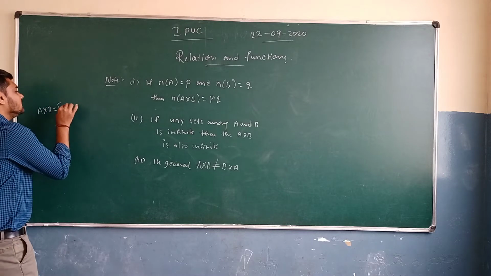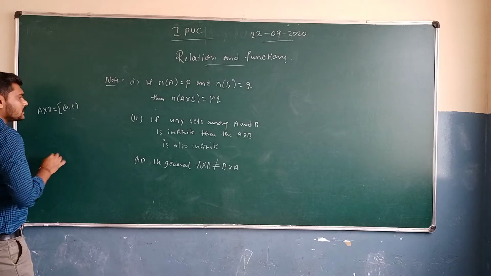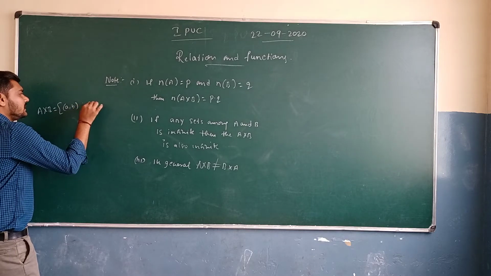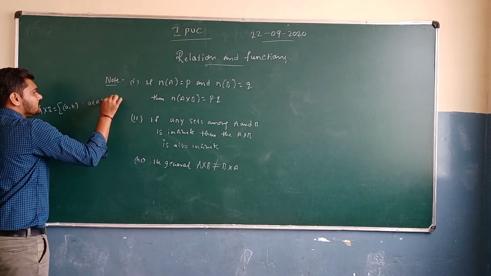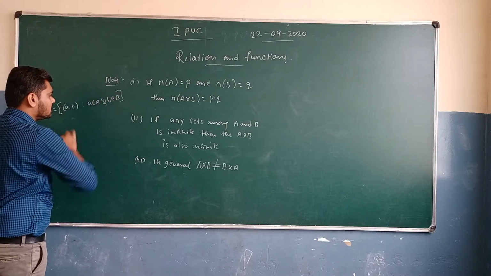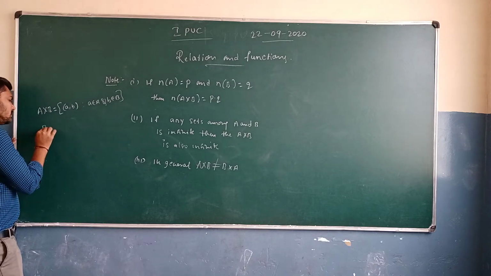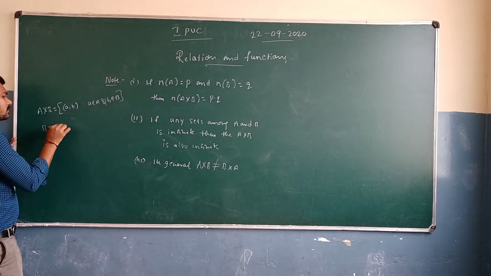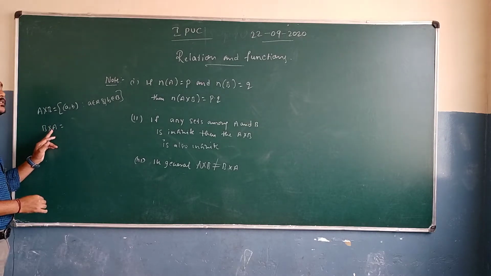We have mentioned that (a, b) is an element present in the Cartesian product A cross B such that the small letter a belongs to the capital letter A and the small letter b belongs to the capital letter B. So this is going to be the definition of the Cartesian product A cross B. Suppose I am taking B cross A, this is also going to be a Cartesian product. Here the first set is going to be B and the second set is going to be A.